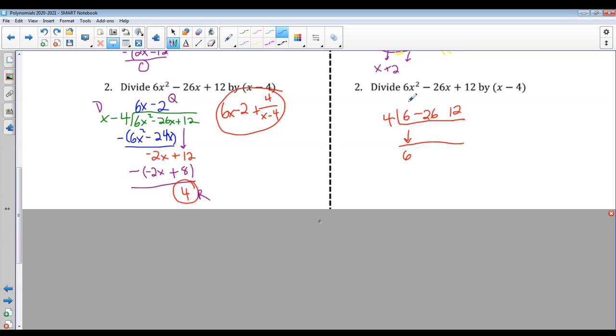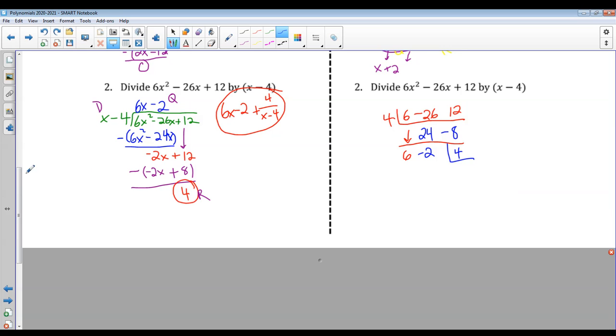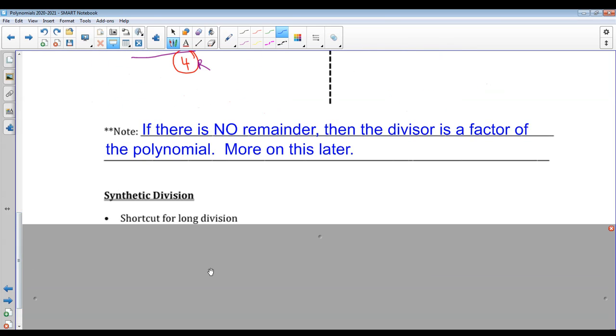So our synthetic division, hopefully you had this set up. I bring my 6 down, pause if you need to. 4 times 6 is 24, adds to a negative 2. 4 times negative 2 is negative 8. There's your remainder. So you can see how much quicker the synthetic division really is. All right, so we're going to practice this a lot next class.